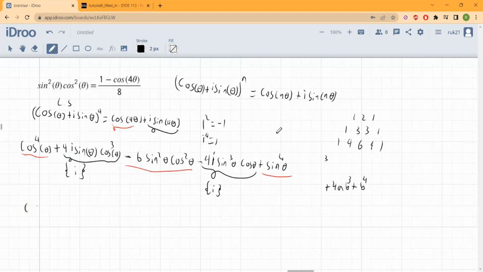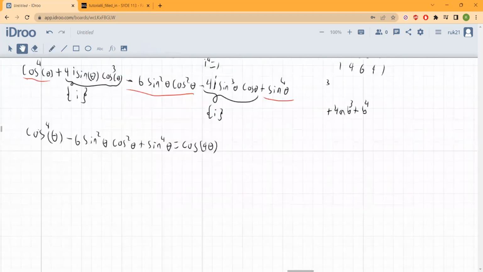So now we know that cosine to the power of 4 theta minus 6 sine squared theta times cosine squared theta plus sine to the power of 4 theta is going to equal to cosine 4 theta. Okay, great. Now comes the real tricky part.